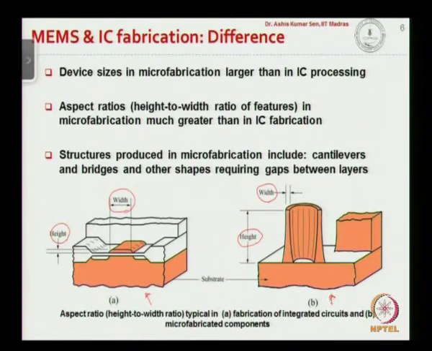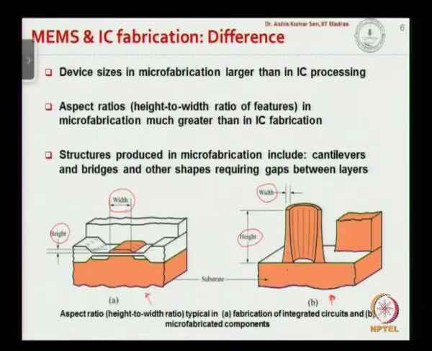and in micro devices many times we have to fabricate layers with gaps between them. For example, we have to create cantilever based sensors, or a micro channel itself, where we would always have a gap between different layers. So, that is a uniqueness in microfabrication which we may not encounter in IC fabrication.